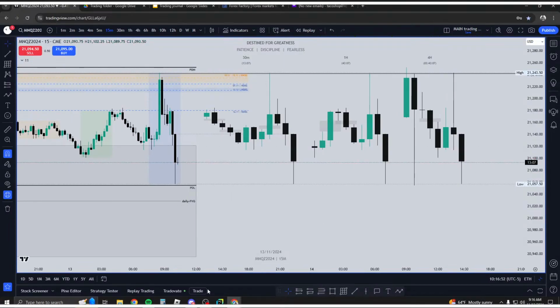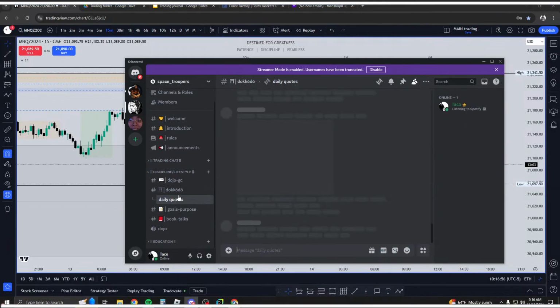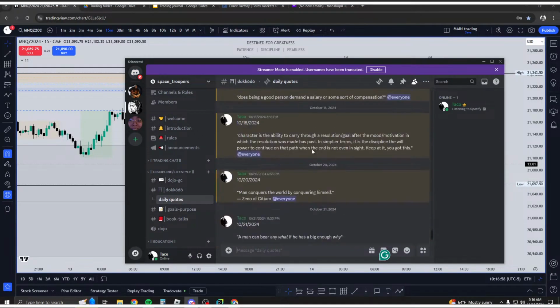But let's go back to getting that daily quote. This is the quote that I was going to put. Character is the ability to carry through a resolution, a goal, after the mood or motivation in which the resolution was made has passed. In simpler terms, it is the discipline, the willpower to continue on that path when the end is not even in sight. Keep at it, you got this.